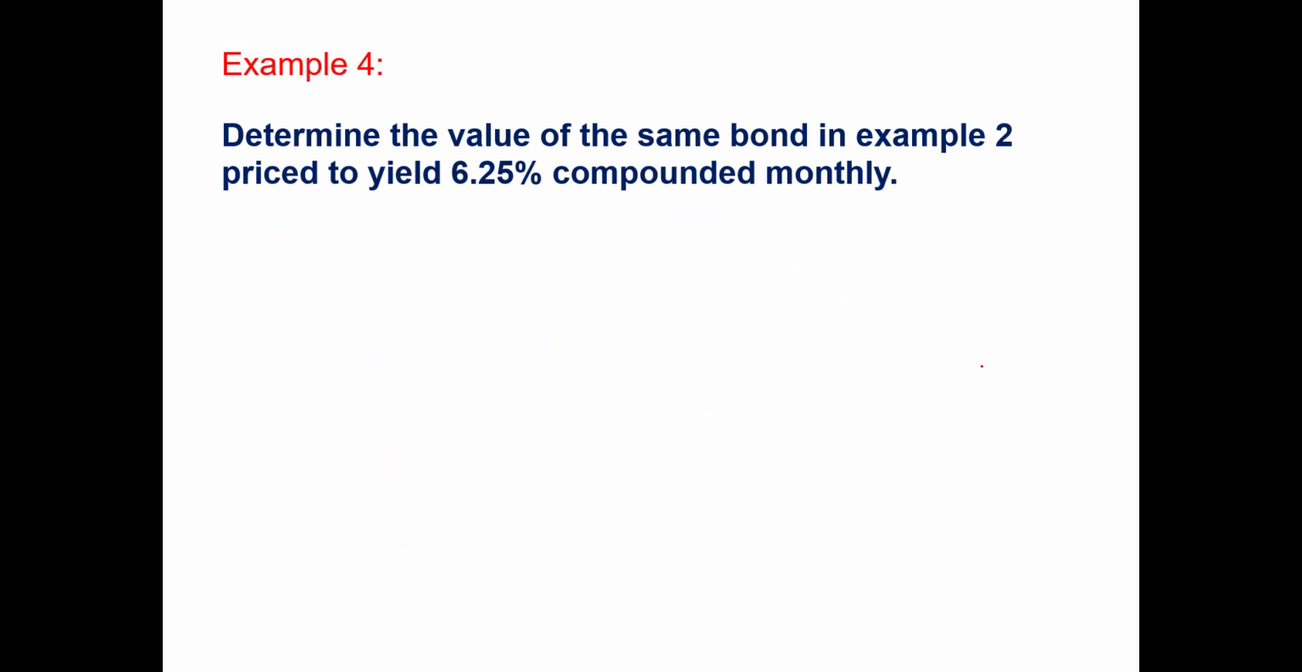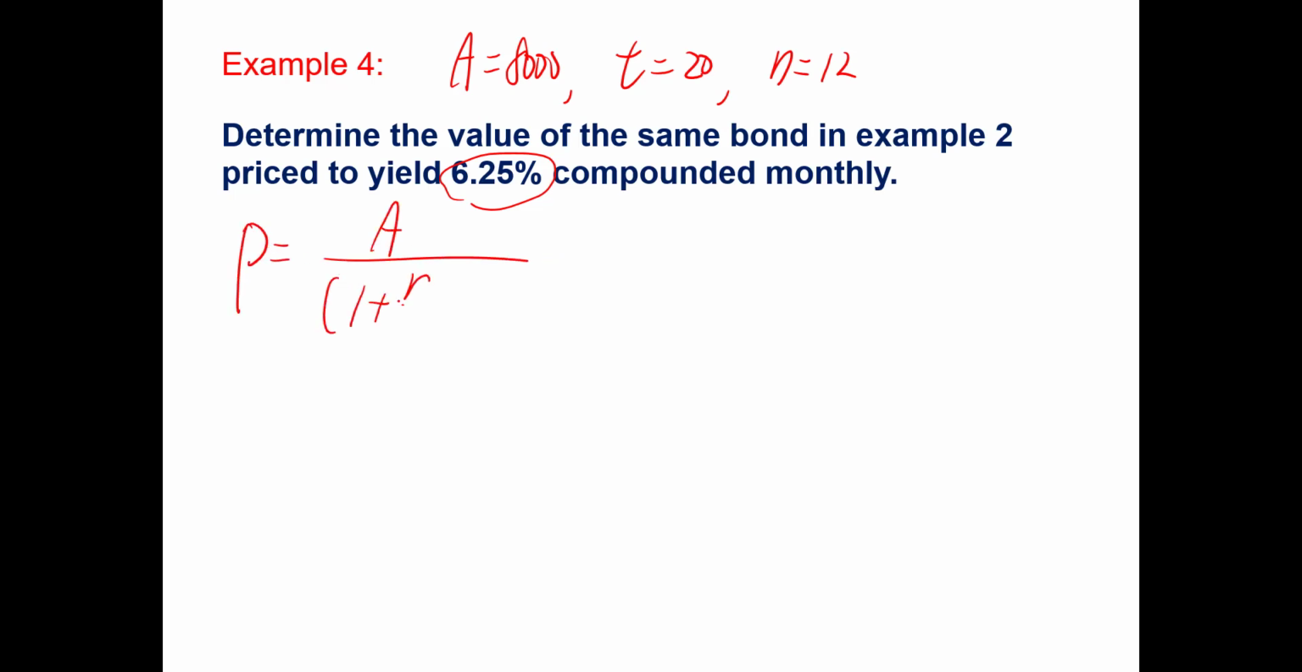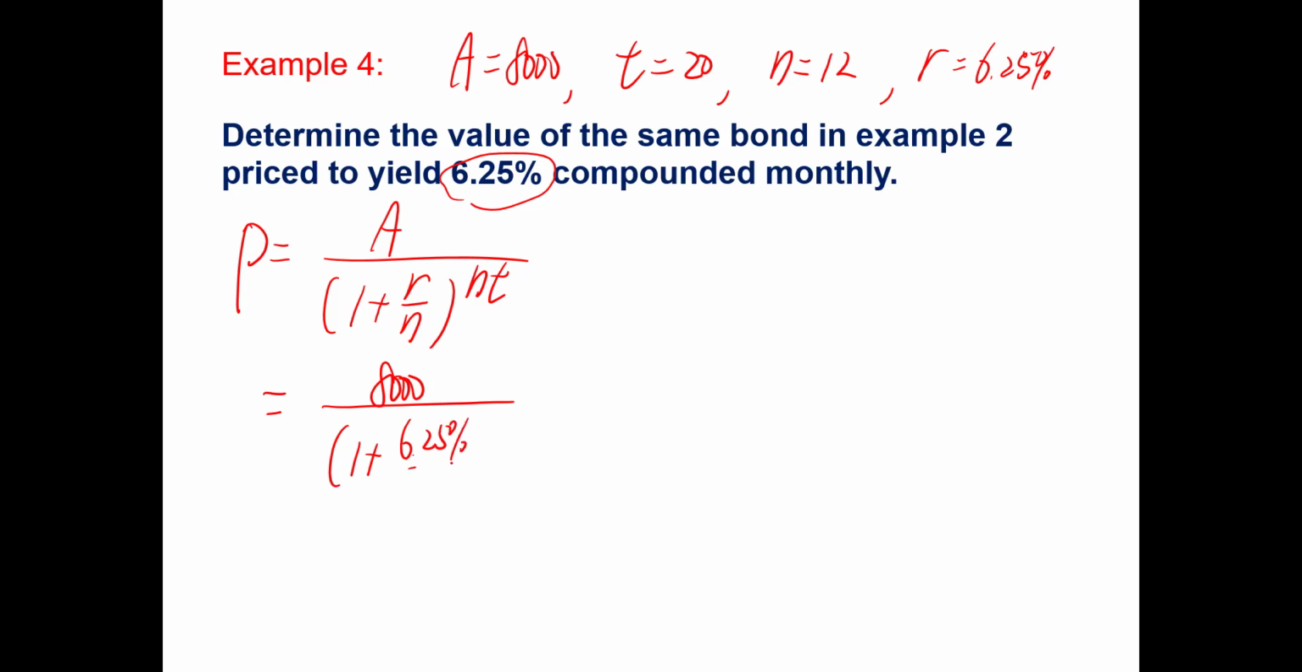Now let's look at the third option, determine the value of the same bond in example 2, but the yield is now 6.25%, so everything else is the same: $8,000, time is 20 years, and n is 12. So we're still solving for P, so P equals future value A over 1 plus r over n raised to nt. And one more time, we throw in everything: 8,000 over 1 plus the rate, 6.25%, over 12, raised to 12 times 20.